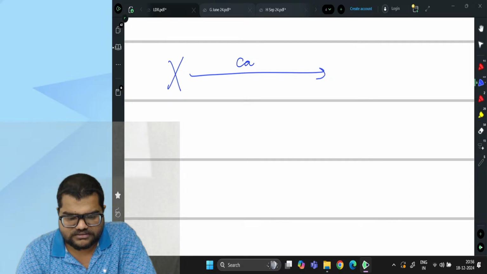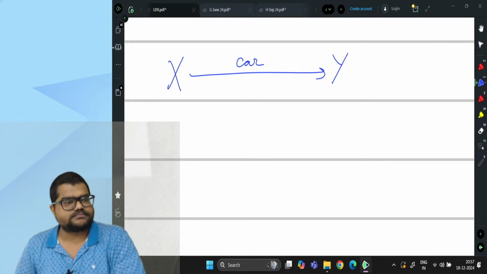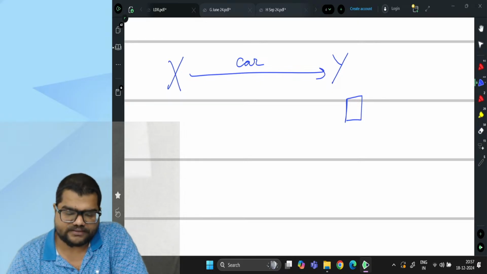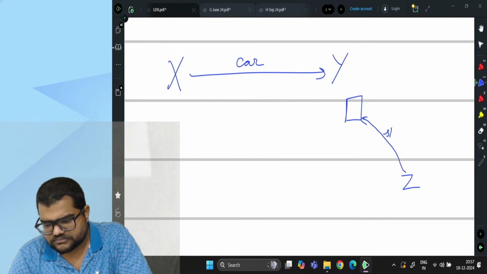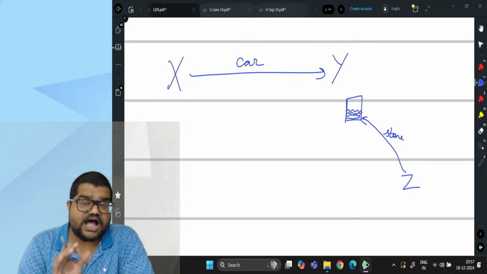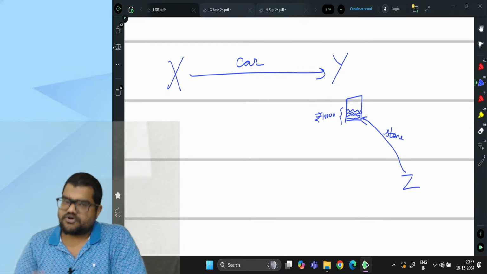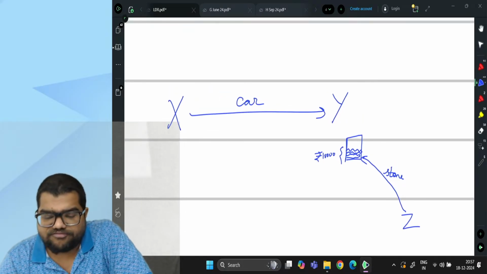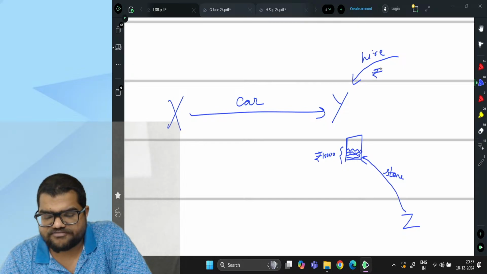X gave a car to Y. The car was lying in the parking of Y. Now we have a guy called Z who throws a stone on this car, and the car window gets damaged. The cost is rupees 10,000. So obviously this loss belongs to X because the owner of the car is X. Moreover, because the car was damaged, Y had to hire a car from somewhere else where he paid rupees 5,000.